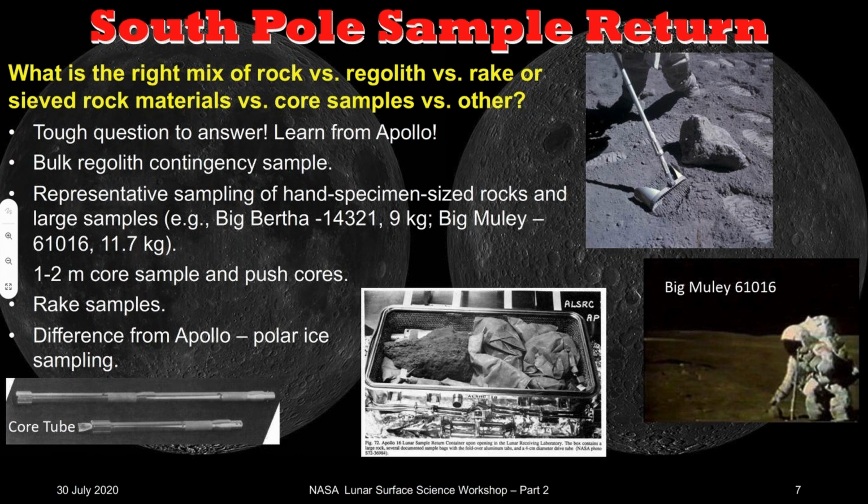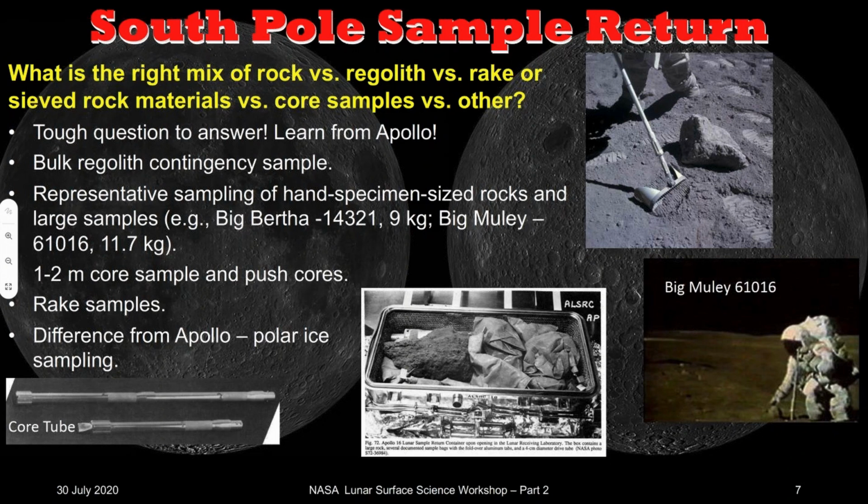Representative sampling of hand specimen size rocks and larger samples, and we can see examples of that with Big Muley from Apollo 16. And then the core samples, and with the ANGSA project ongoing, we know how important those are. They may take on an added importance for testing if these hydrogen suppression zones exist around these deep PSRs, so that we may be able to get to those volatile deposits without actually going into these rather interesting environments at 40 Kelvin.